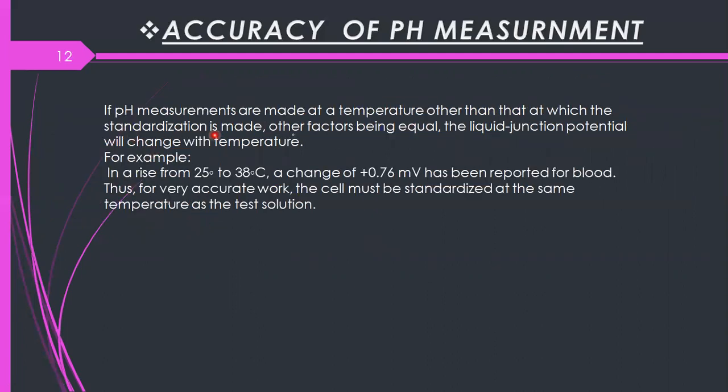If the pH measurements are made at a temperature other than that at which the standardization is made, other factors being equal, the liquid junction potential will change with the temperature. For example, if we increase the temperature from 25 to 38 degrees Celsius, a change of 0.76 millivolt will be detected. Thus, for very accurate work, the cell must be standardized at the same temperature as the test solution.